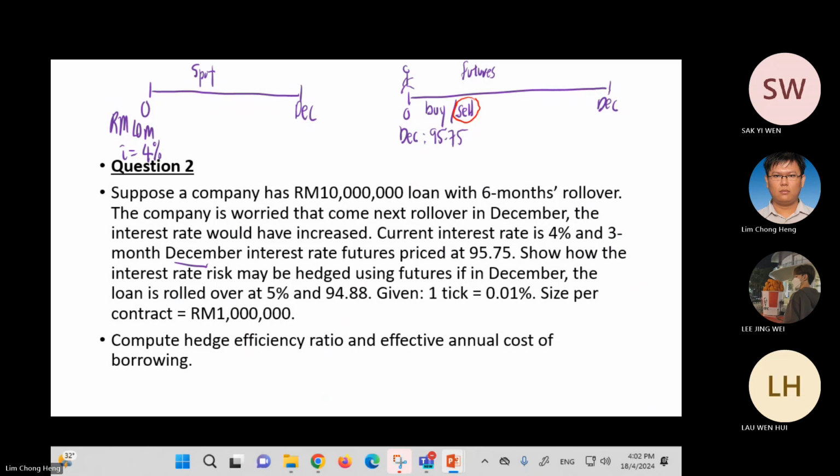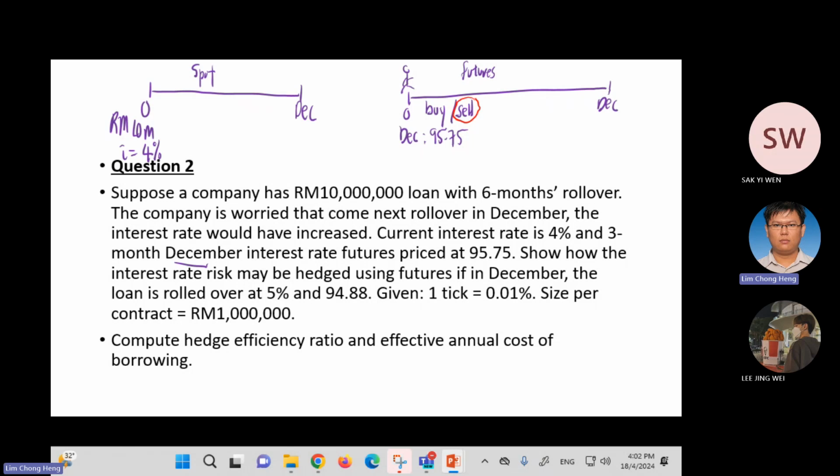If in the exam you are confused, how? For the forward contract, if you are the borrower, you buy the contract. If you are the borrower and you want to use the future contract, you sell the contract. Forward is buy, future is sell. If you are a borrower, if you are confused, how? During a final exam, you are confused, how?